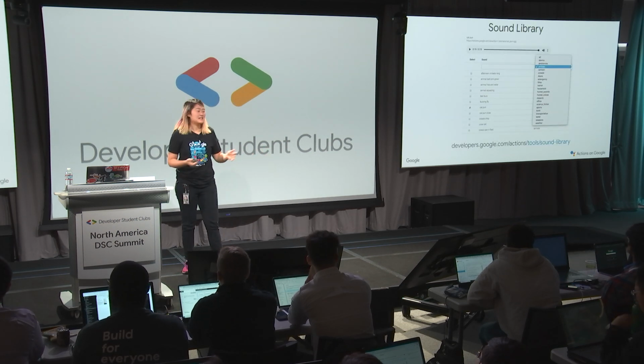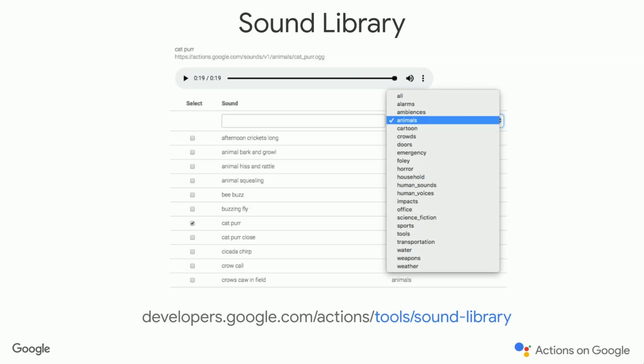So, the sound library. At Google, we like open source. We have thousands of different sounds that you can use in your voice app. That's why I say I feel like I'm a sound or audio designer. I can use cartoon animals, anything that you want to use in your game.